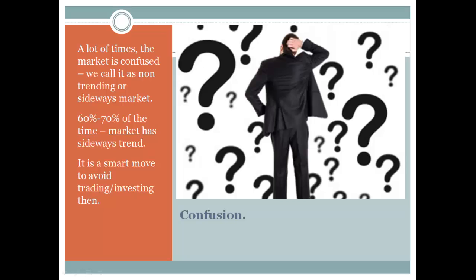60 to 70% of the time, the markets are confused. They have no direction. They just keep on moving sideways. That is called confusion. It is always a smart move to avoid trading or investing when the markets are going sideways. You should be going long only when the markets are bullish. You should be going short only when the markets are bearish.